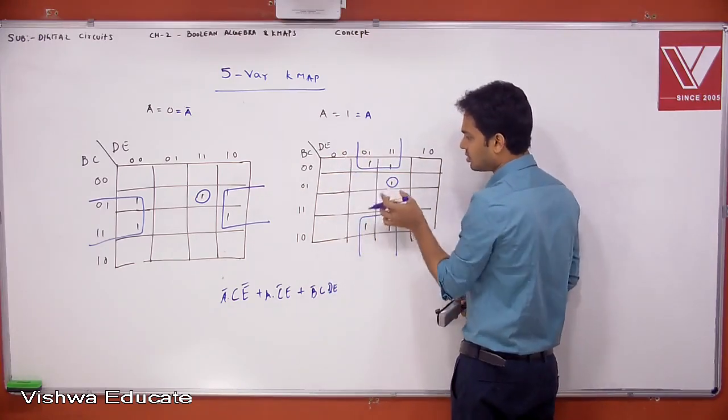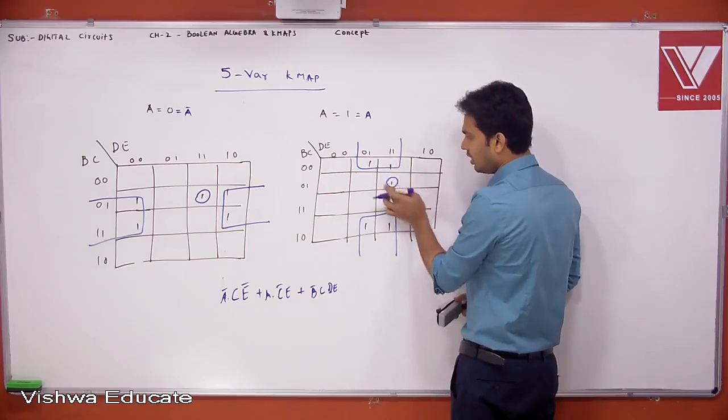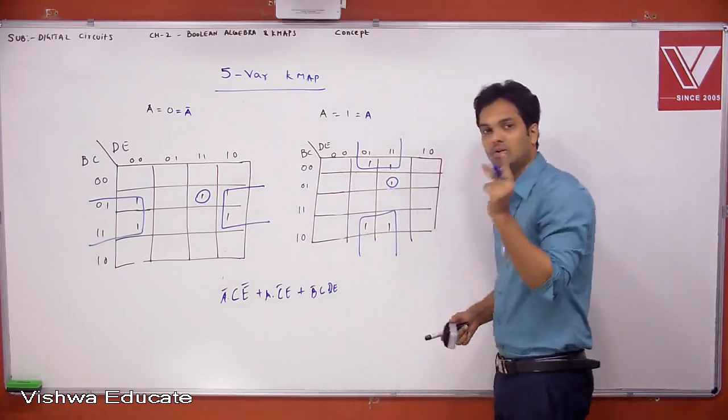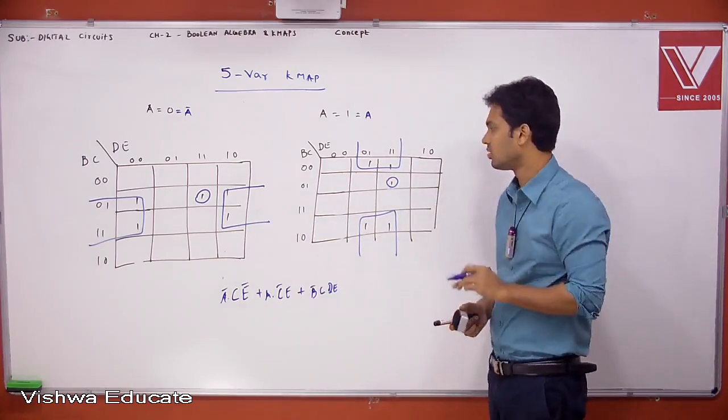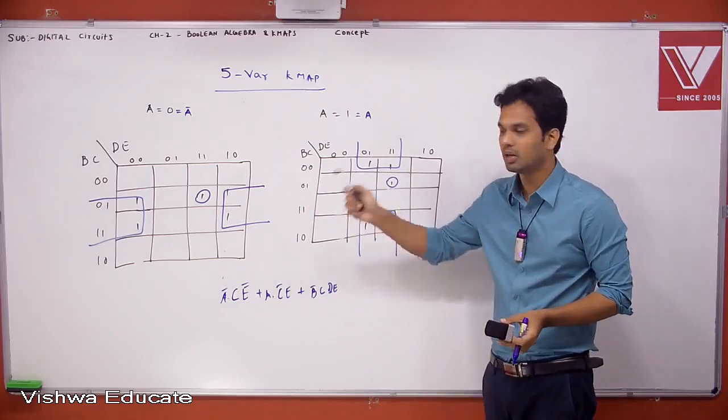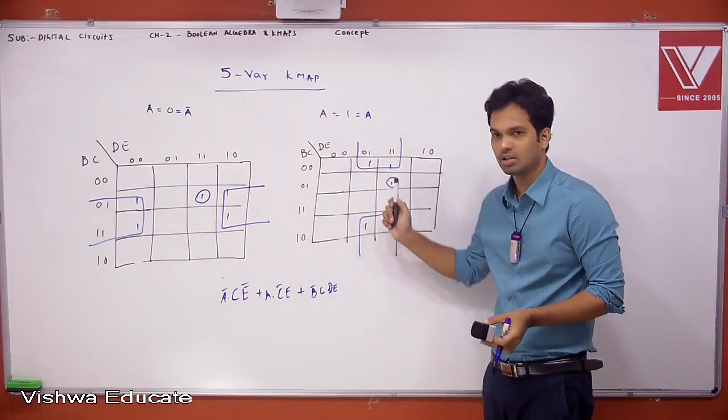Now you may have the doubt, sir, why don't I take this pair? If you take this pair, then you need to take this pair also. How many pairs you need to make? 2 pairs, which is not required. So instead of those 2 pairs, we can take a single pair by grouping the cells between the 2 K-maps.